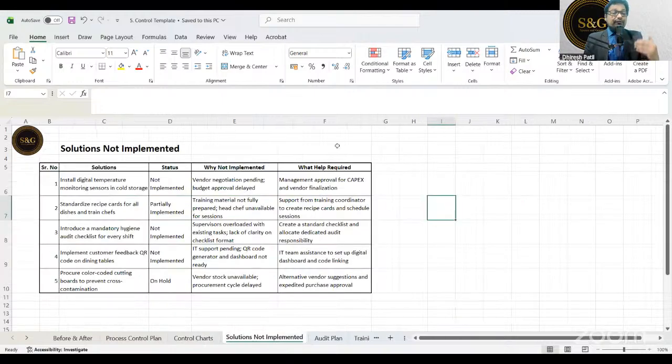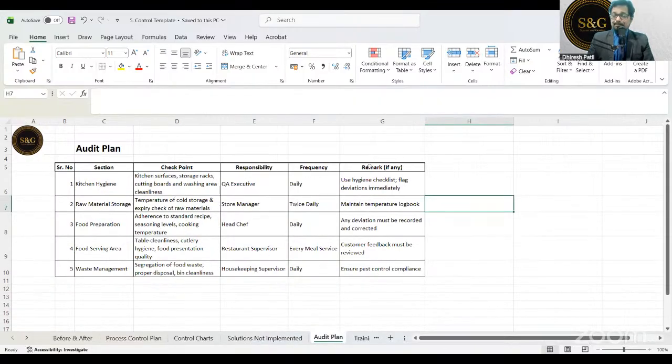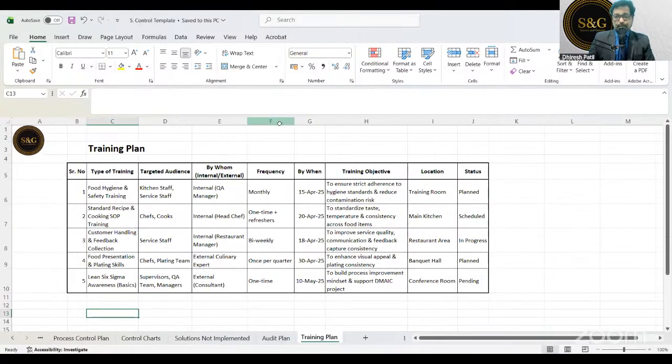Then there would be few solutions which are not yet implemented. In the process of implementation, maybe it would take some time for approval. It would take some time for capex requirement, etc. Right? So those you have to write over here. Then an audit plan, how you will do the audits, whether people are following the system properly or not. And then the training plan. Okay, so you will write the training plan, what kind of training has to be given, when it is to be planned, etc. So this is all the control phase template which has been given.